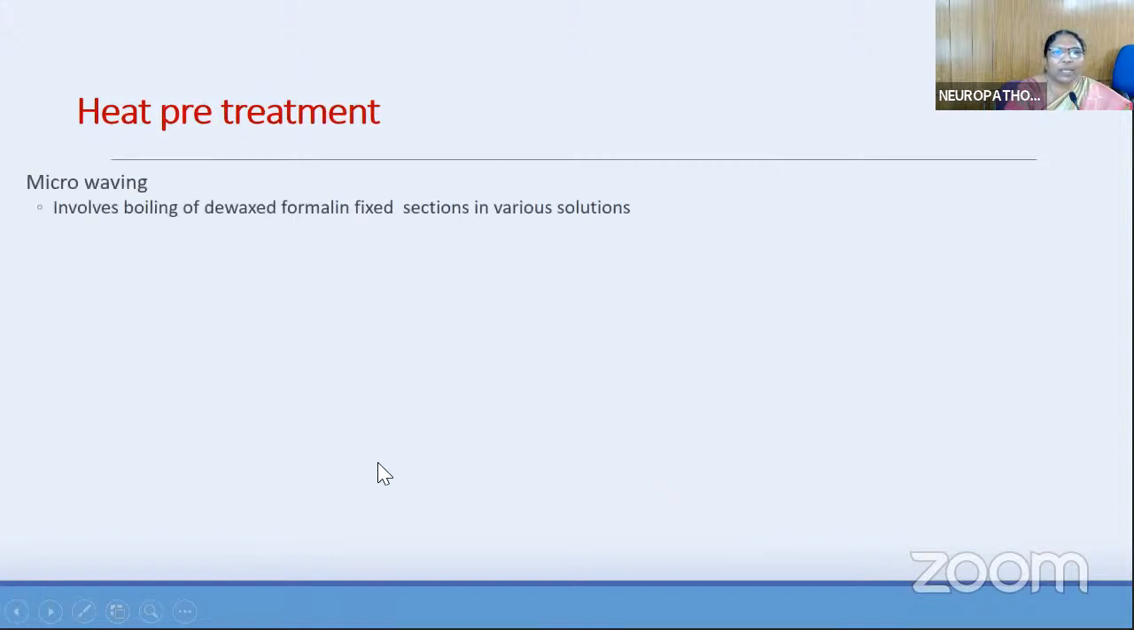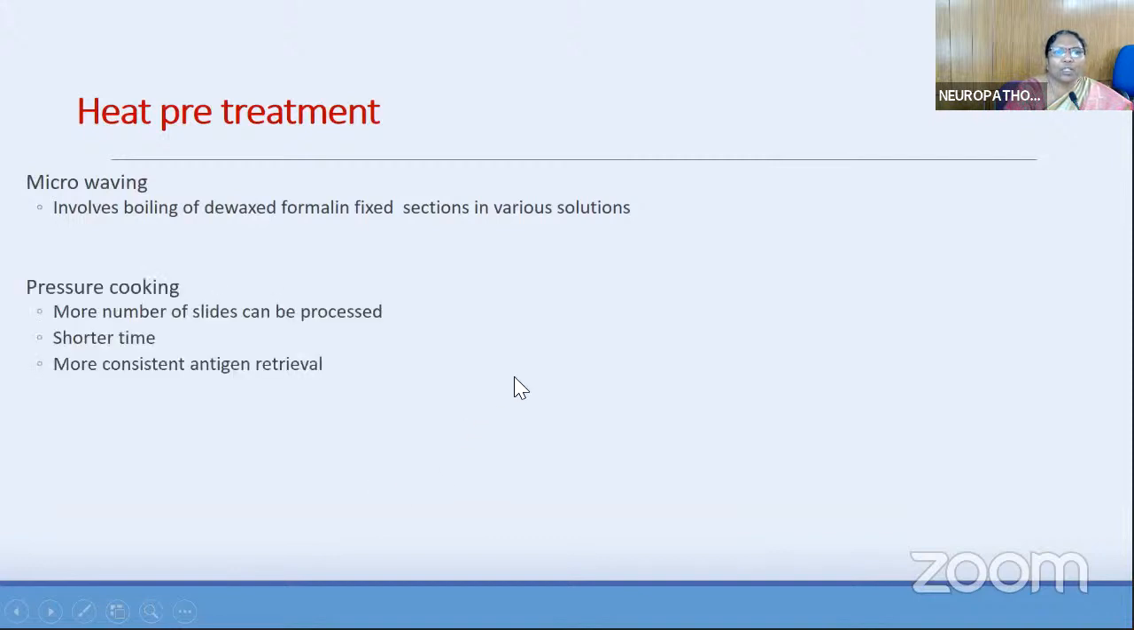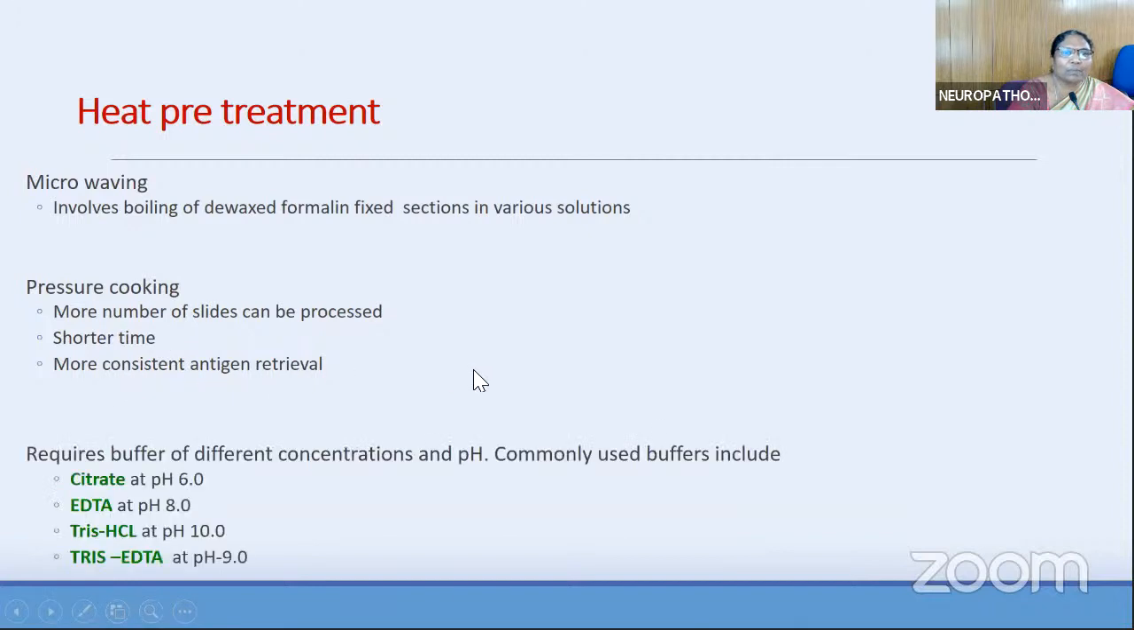Heat treatment microwaving involves boiling of dewaxed formalin fixed sections in various solutions. Pressure cooking allows more slides to be processed, in shorter time, with more consistent antigen retrieval. In microwaving, sometimes the level of the buffer goes down, so you have to continuously monitor whether the buffer level is maintained or not. When it comes to pressure cooking, there are no drying artifacts.